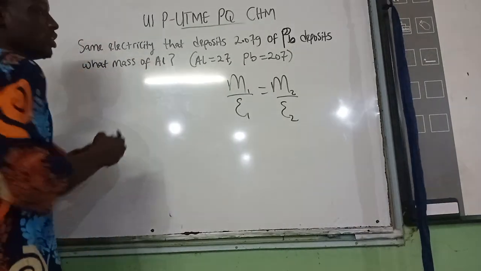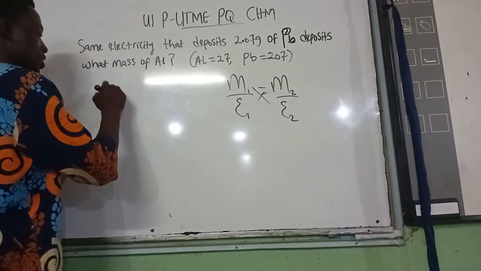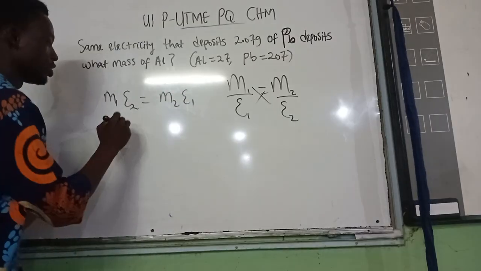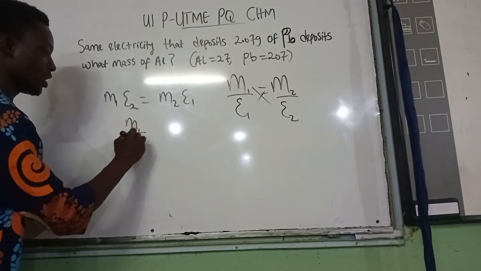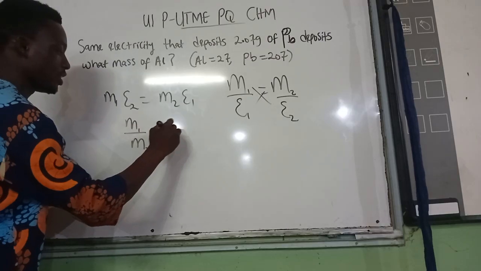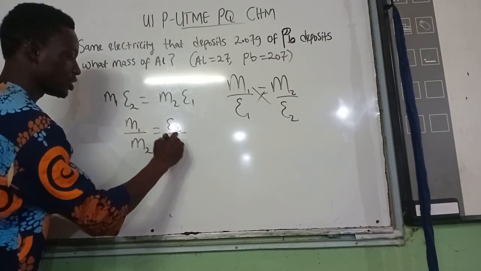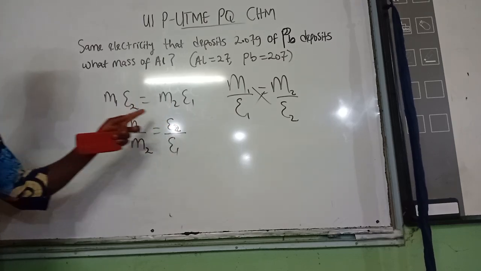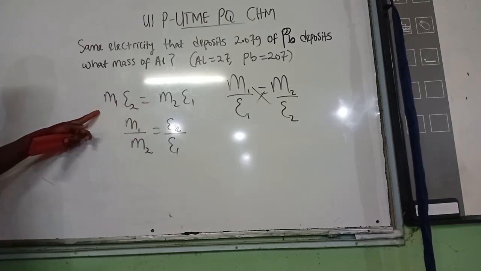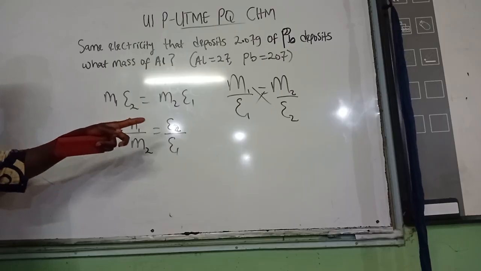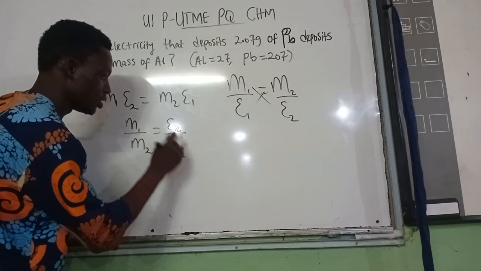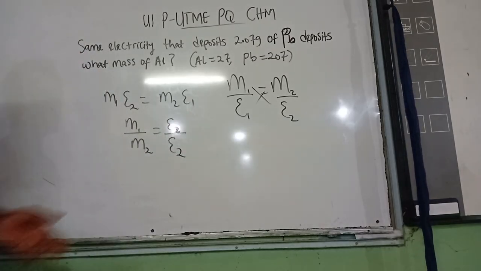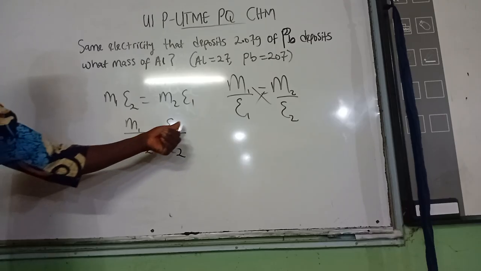Here, if you cross multiply, you will have M1 E2 equals M2 E1. So you can say M1 over M2 equals E2 over E1. If you take this down, this one will come up. Sorry, M1 over M2 equals E1 over E2. So it can be either way: M1 over M2 equals E1 over E2.